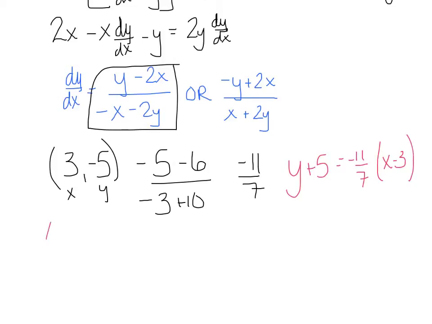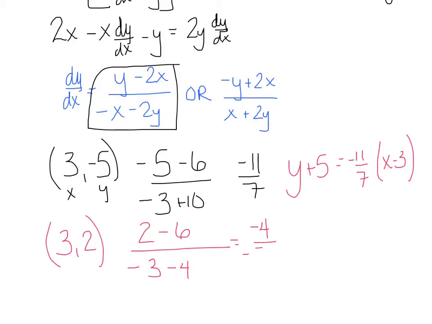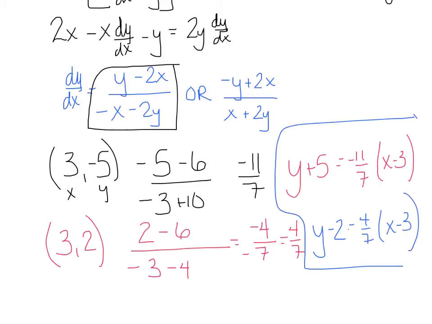So my other point was 3, 2. And this one's going to have a different slope because I'm plugging in different x and y values. So I'm going to say that's 2 minus 6 all over negative 3 minus 4. That gets me a negative 4 over negative 7, which is equivalent to 4/7. So when I write this equation, I'm going to say that's y minus 2 equals 4/7 times x minus 3. And there you have it. There's the equation of your two tangent lines, different slopes at different points.